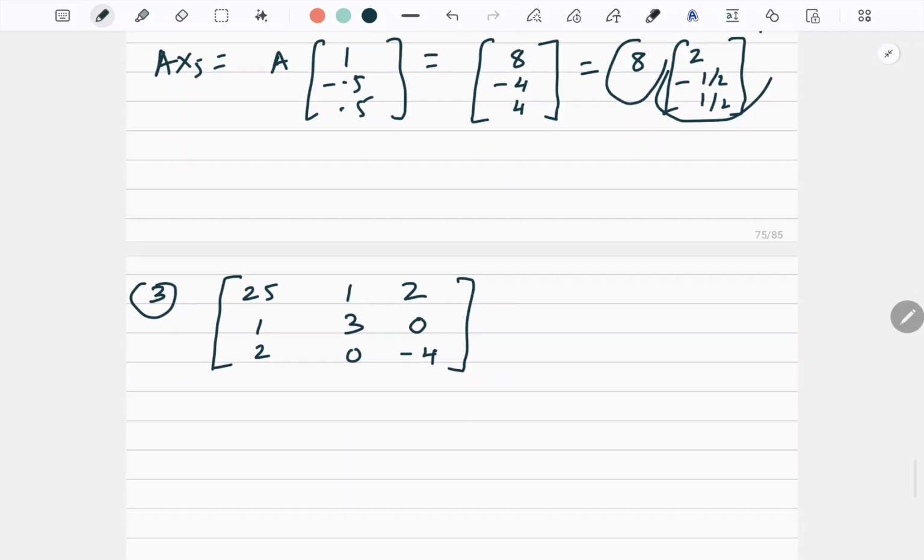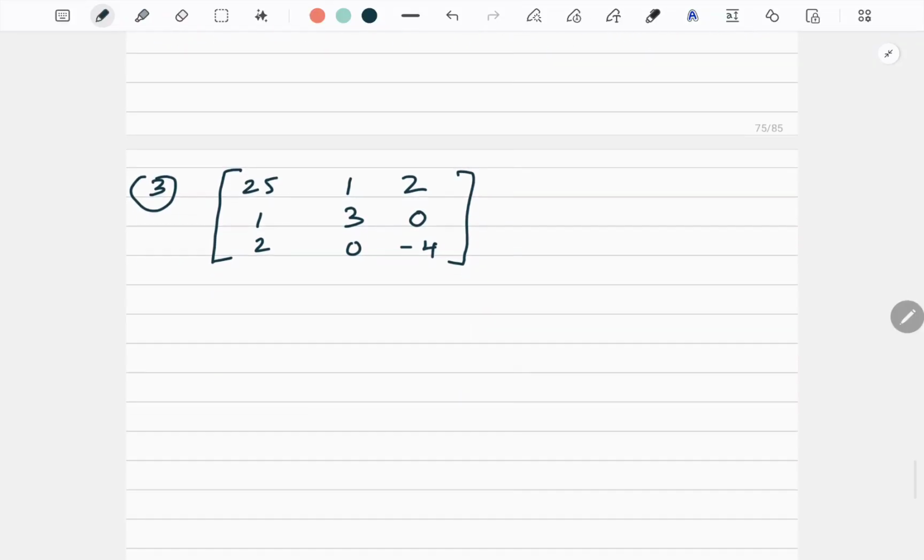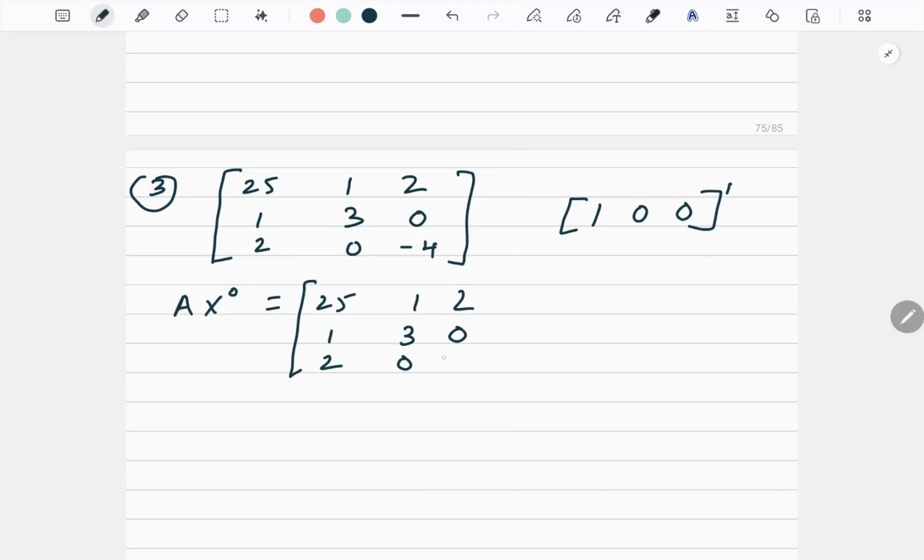So the method is very, very simple. So let's do one more question. Now in this also x0 is not given, so I'll take it 1 0 0 and I'll start the process. Again the same thing you have to do. First step, A x0 I'll do. So A x0 means the matrix 25 1 2, 1 3 0, 2 0 minus 4 into 1 0 0. When you multiply this, you will get 25 1 2.